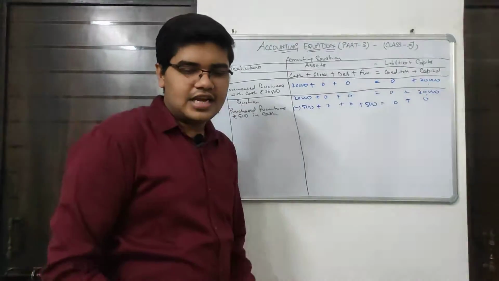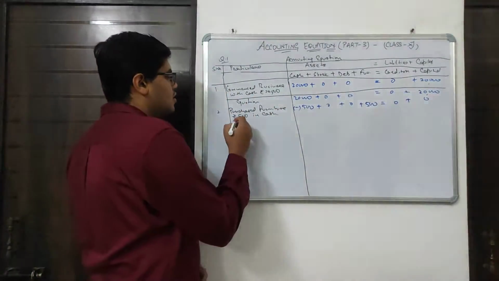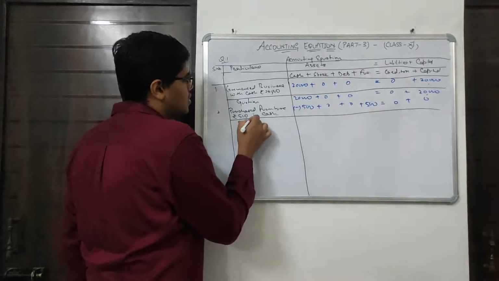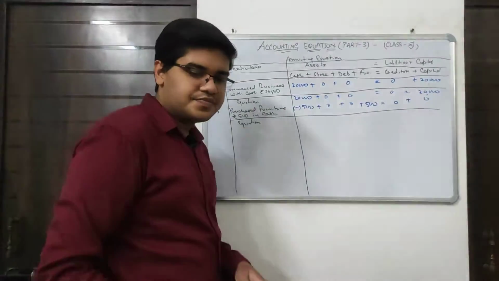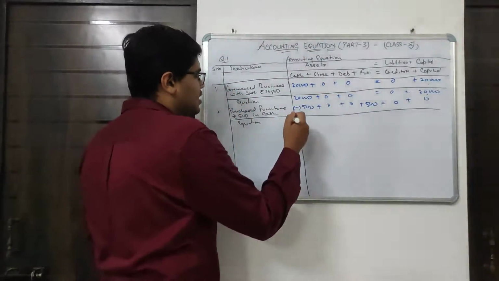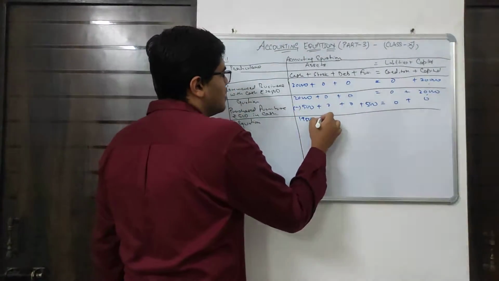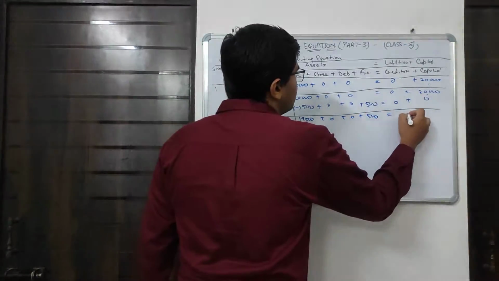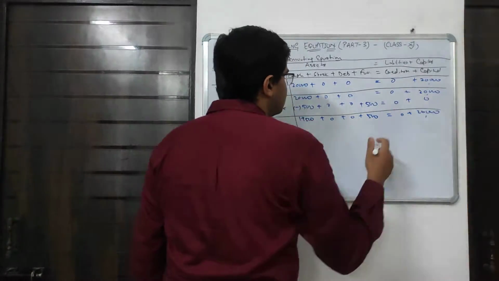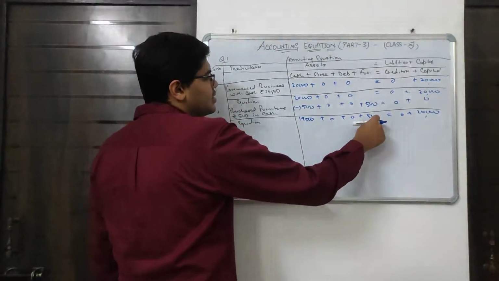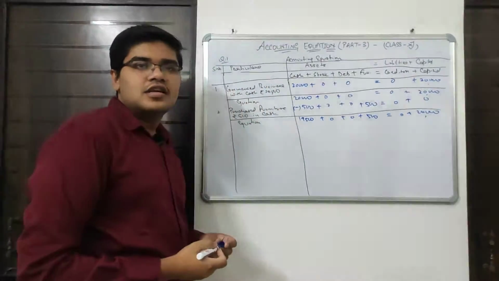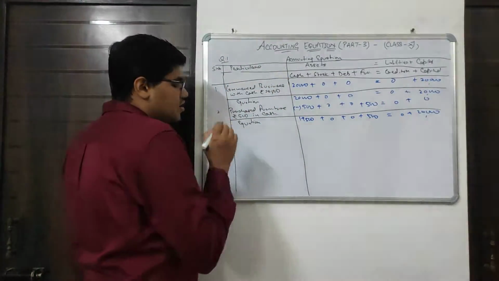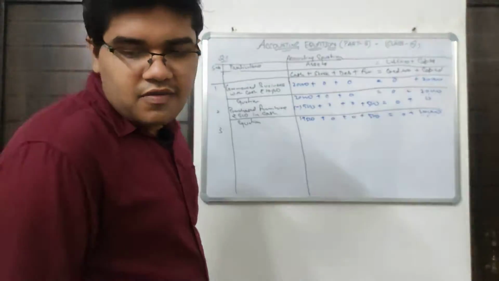So moving on to the third transaction. Before moving on to the third transaction, we have to frame an equation and we have to write here the balancing amount, that is 19,500 plus 0 plus 0 plus 500 is equal to 0 plus 20,000. As you can see, 19,500 plus 500 is equal to 20,000 and here also 20,000. The equation gets balanced. Moving on to the third transaction. The third transaction is purchased goods for 1,000 in cash.